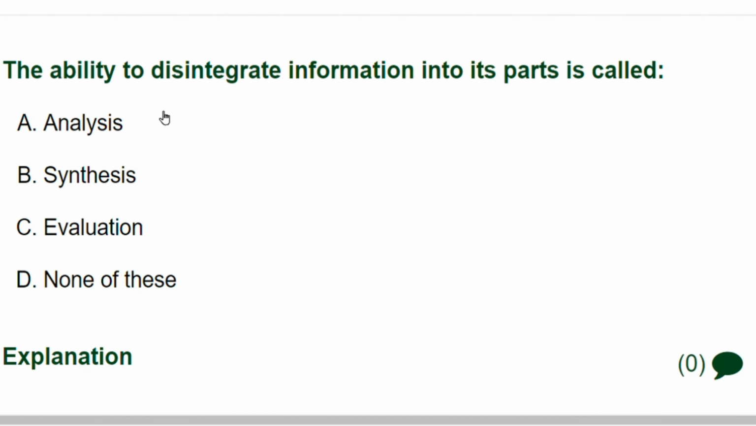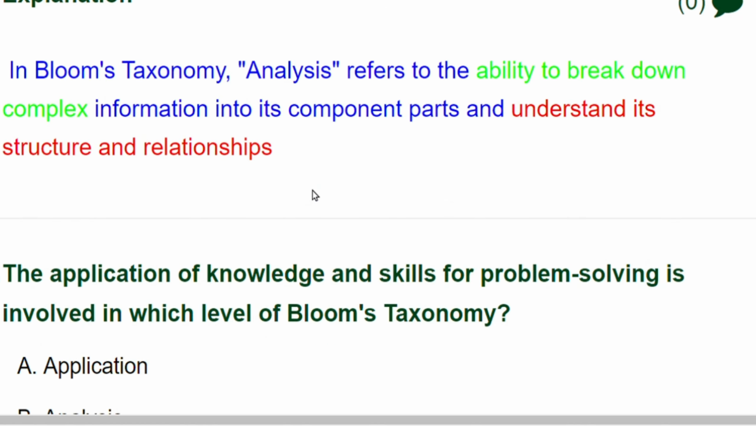The ability to disintegrate information into its parts is called analysis. In Bloom's taxonomy, analysis refers to the ability to break down complex information into its component parts and understand its structure and relationships.